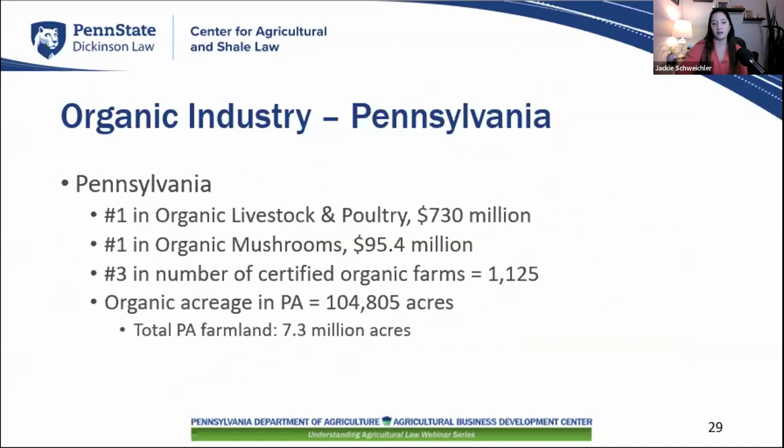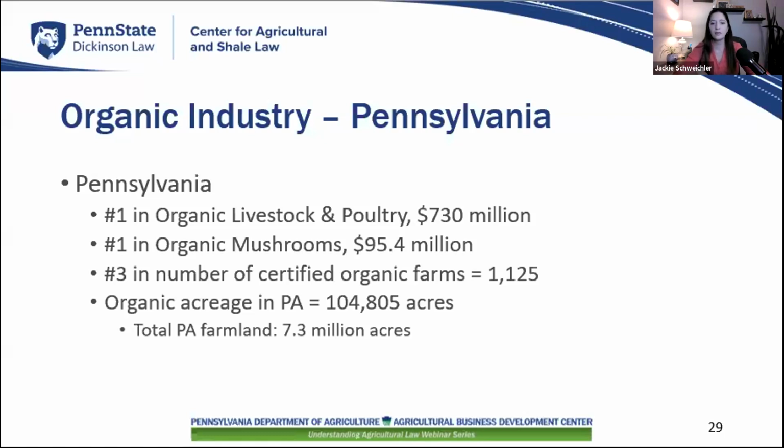So since this webinar is being brought to you by Penn State and we're in Pennsylvania, I'm also going to include just a couple Pennsylvania-specific fun facts. Pennsylvania is listed as number 1 in organic livestock and poultry, with sales reaching $730 million. Pennsylvania is also number 1 in organic mushroom sales at $95.4 million. The ranking for mushrooms is probably less surprising since Pennsylvania is a powerhouse with mushroom production.